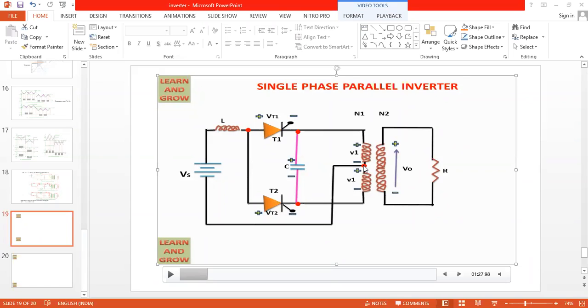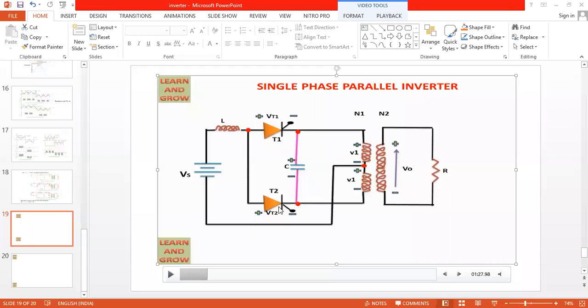Now one simple question. Can we apply DC supply to the transformer? Any one student? My simple question: this is the inverter, we are using the center tapped transformer, whether it is center tapped or an ordinary normal power transformer. Can we apply the DC supply to the transformer? Anyone, any student? The answer: we cannot apply the DC supply directly to the transformer.